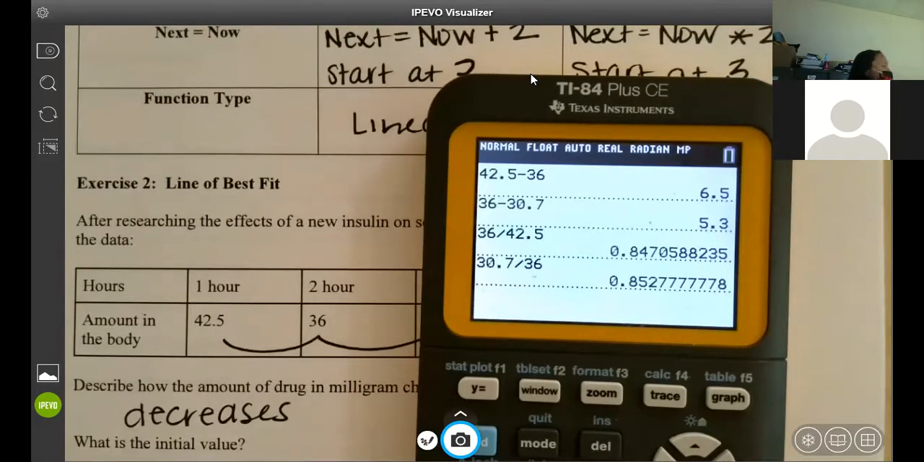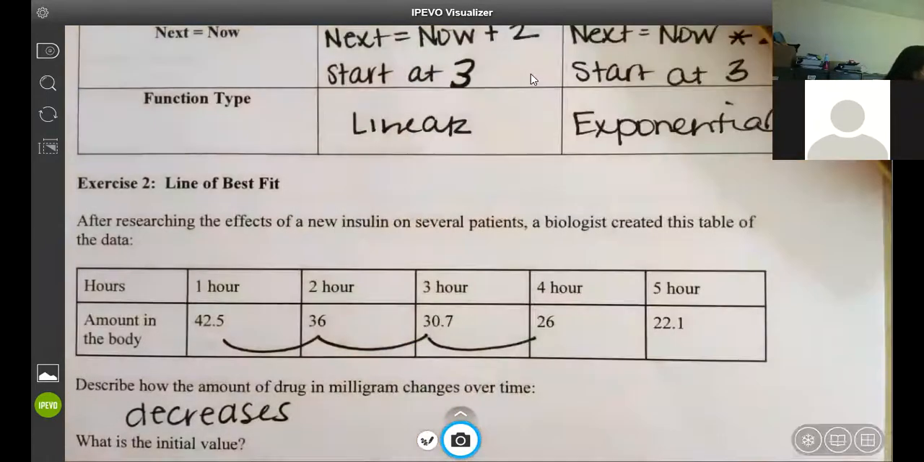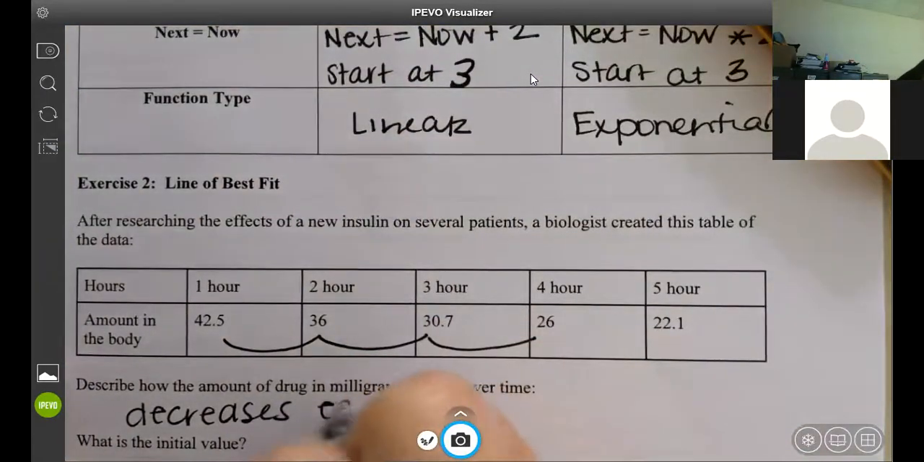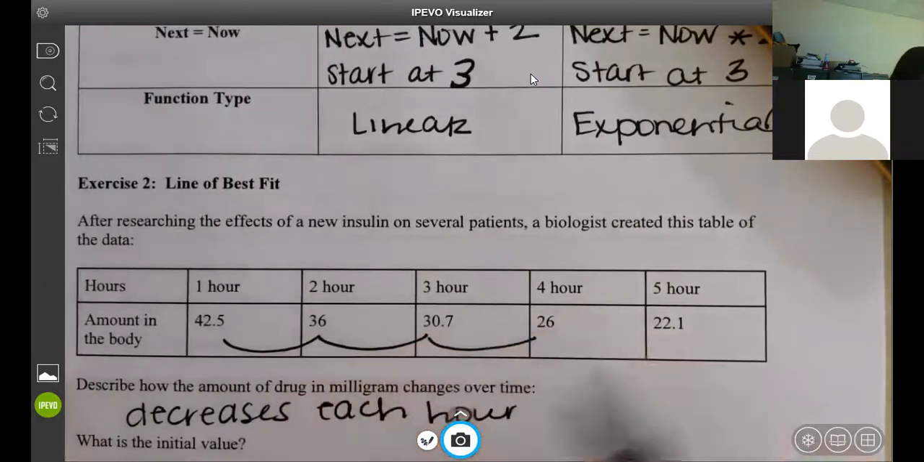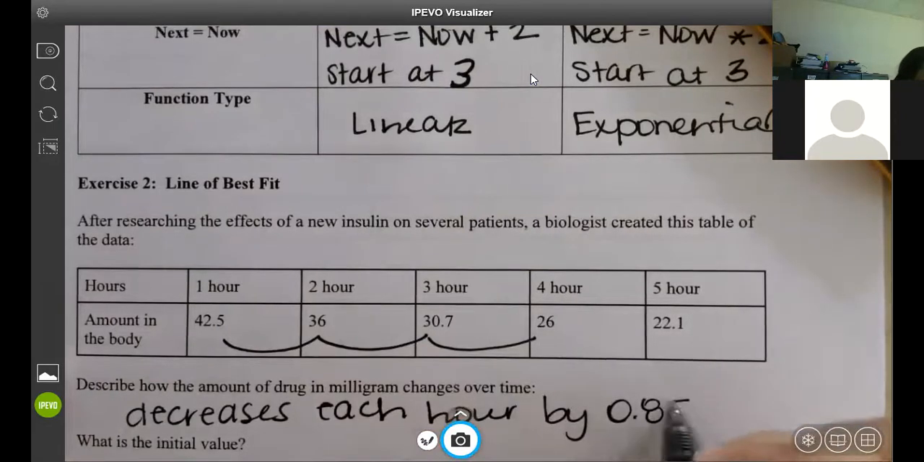This one's a really crappy example. I don't even like it. So what are we going down by each time? 0.85. Yeah, approximately 0.85. So it decreases each hour by 0.85.